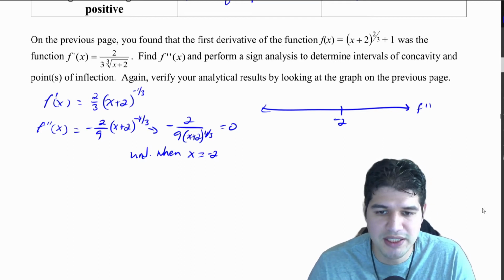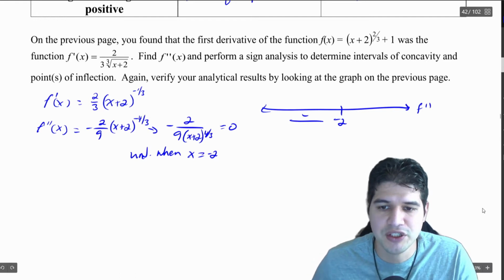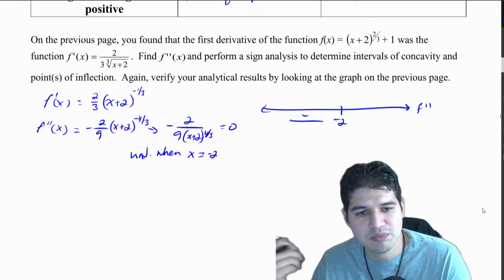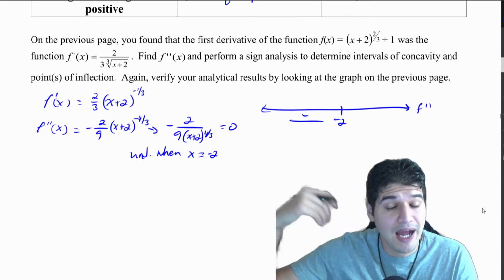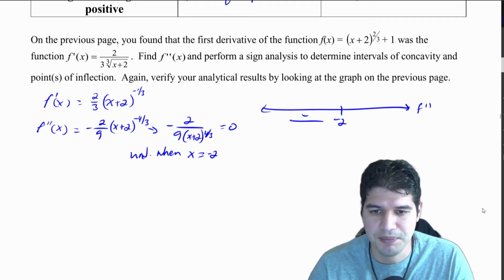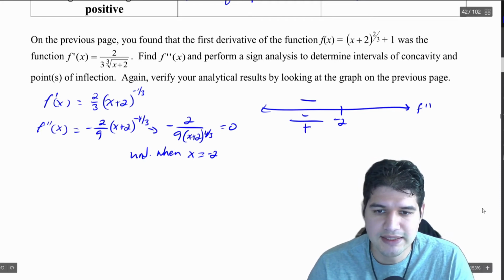Well, that numerator is going to be negative. Let me choose a value less than negative 2, like negative 5. All right, so negative 5 plus 2, I'm going to get a negative, but to the 4th power is going to change positive. Then the rest of everything is going to just stay positive. So all of this is going to stay negative.